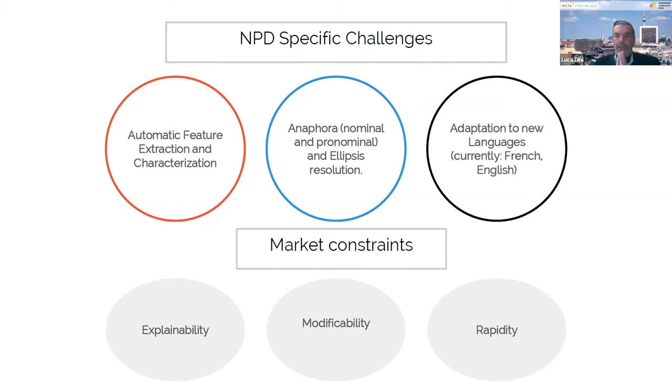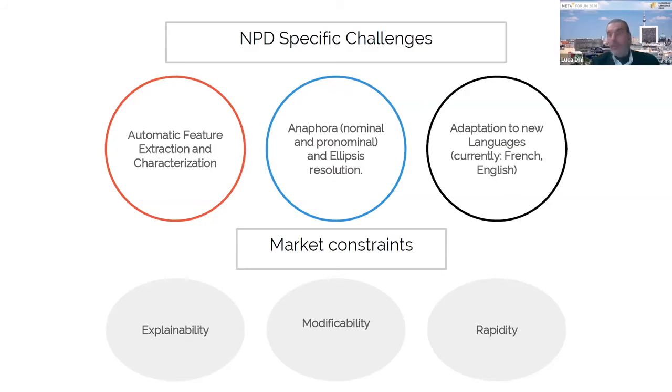On top of technical challenges, there are also some market constraints. The first one is explicability. None of our customers would accept a prediction of the system if this is not fully explainable. The second one is modifiability. Again, the product life cycle is long, from 6 months to 1 year, and it changes. So the system must change accordingly. So we need to be able to change it in an efficient way.